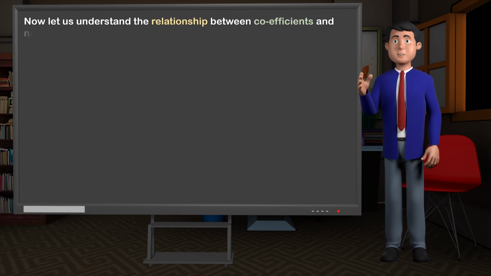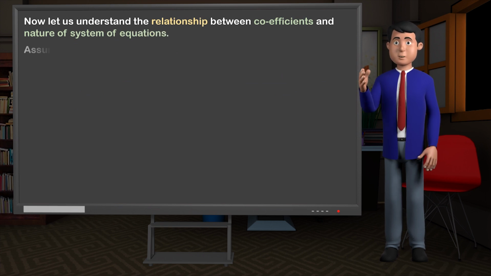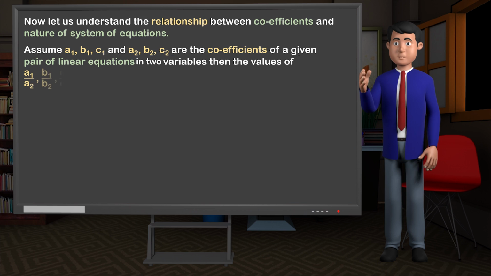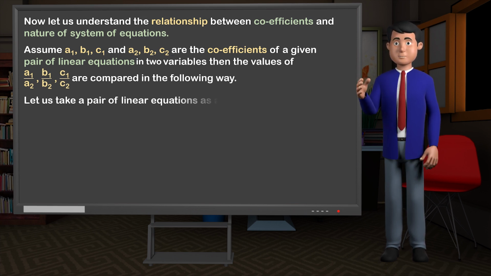Now let us understand the relationship between coefficients and the nature of the system of equations. Assume a1, b1, c1 and a2, b2, c2 are the coefficients of a given pair of linear equations in two variables. Then the values of a1 by a2, b1 by b2 and c1 by c2 are compared in the following way. Let us take a pair of linear equations as a1x plus b1y plus c1 equal to 0 and a2x plus b2y plus c2 equal to 0.